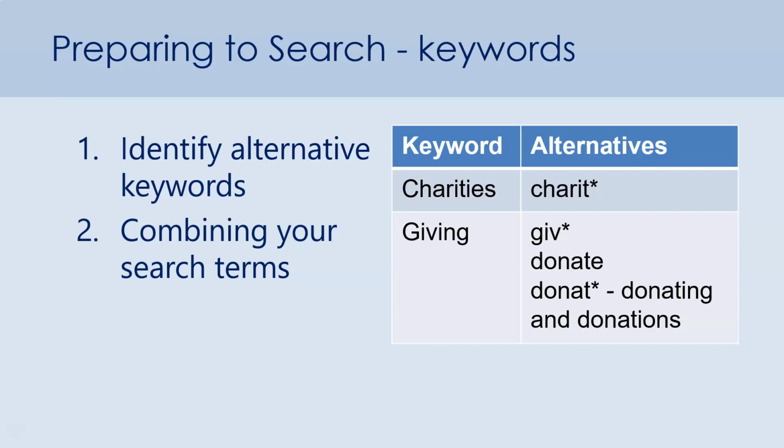The second way of actually improving your research results is to think of alternatives. Just because you think of one term doesn't mean other people haven't defined it differently. For example, giving might be donate. And in the same way as we truncated charities, we can do this with donations, donating. Other terms might be bequeathed. So having these key terms means you've just got more options to finding the information. If there's difficulty with the information, just revisiting this list can make all the difference.